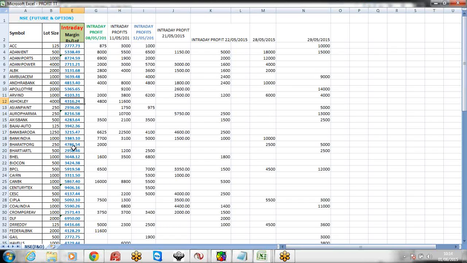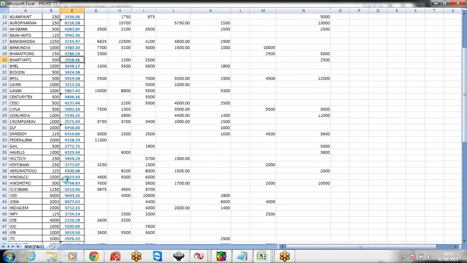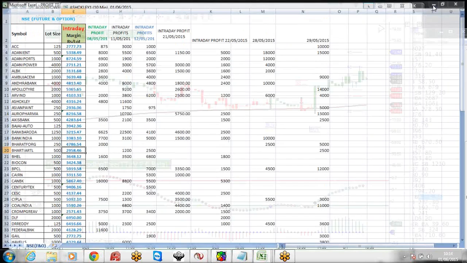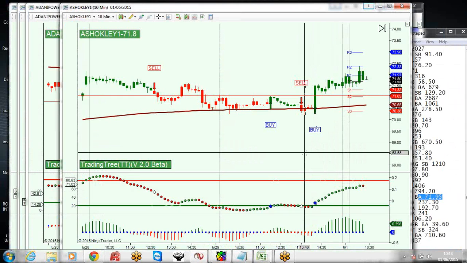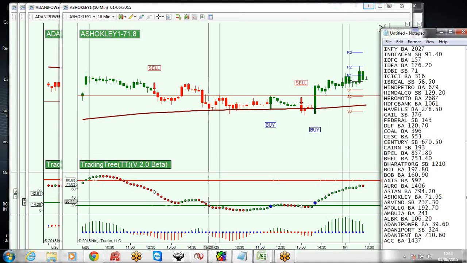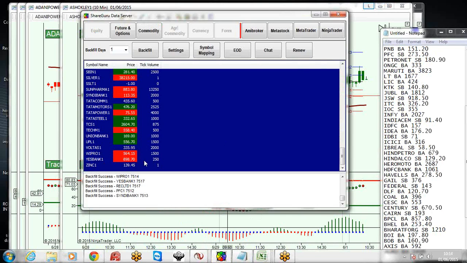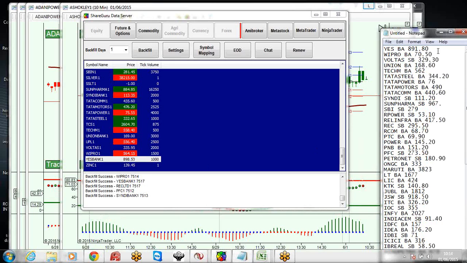So you'll have to look for a broker who is giving you this kind of margins. If he's giving you this kind of margins, obviously your investment will be very low. Now let me show you Yes Bank because it's done all its targets. 899, let's say we had a buy at 891, so around 8 rupees.